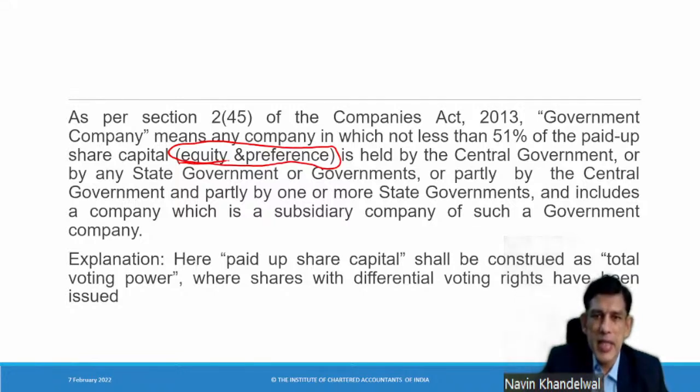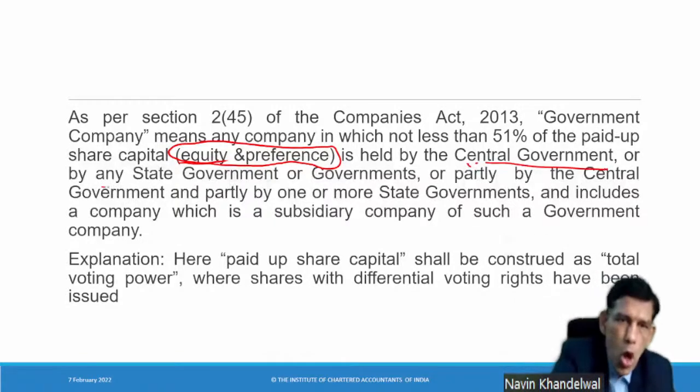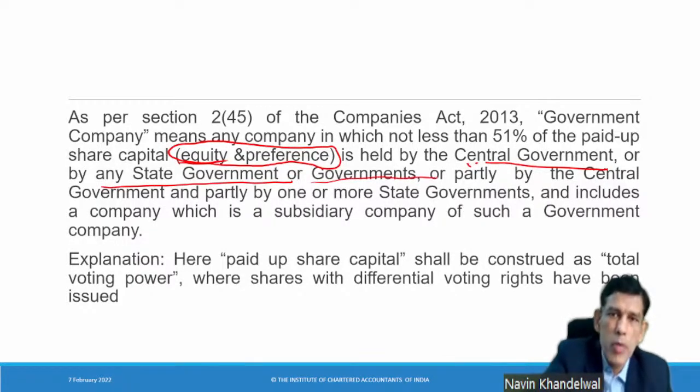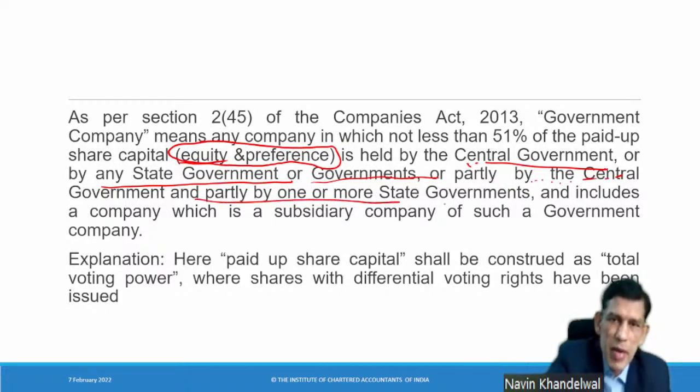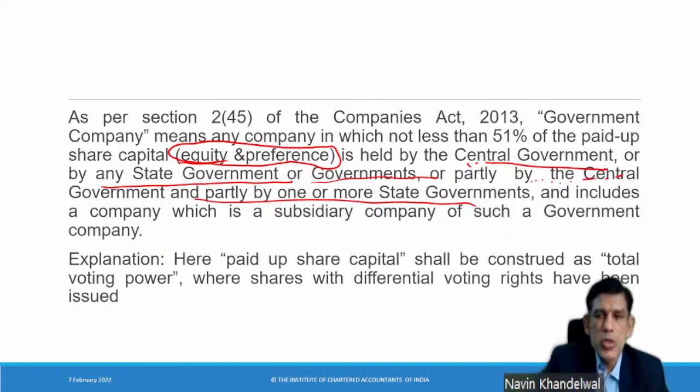...is held by the central government, or by any state government or governments. That means if there is more than one state government involved, or partly by the central government and partly by one or more state governments. So it includes every combination: Union of India along with Government of Rajasthan, Union of India along with Government of Tamil Nadu, or Government of Tamil Nadu along with Government of Madhya Pradesh.